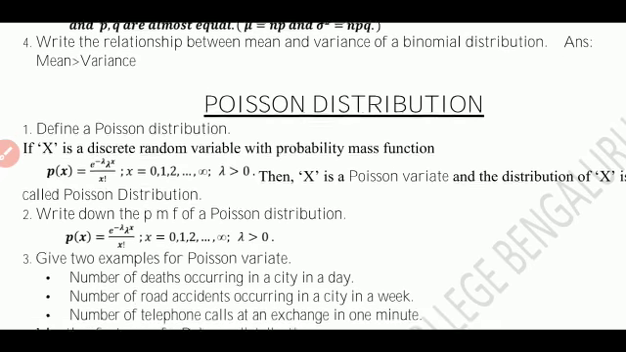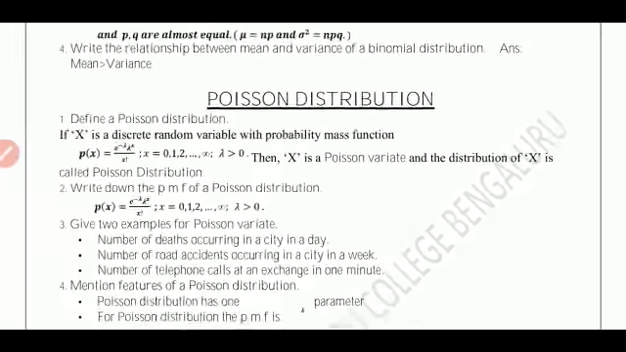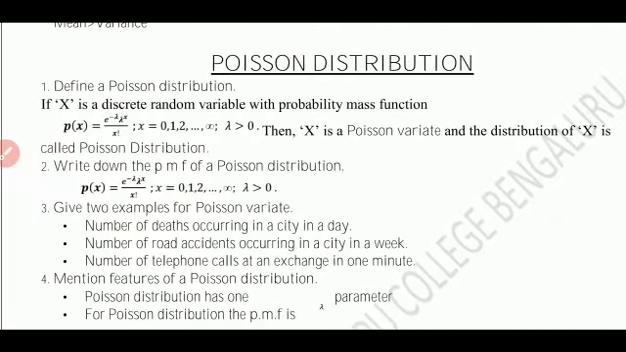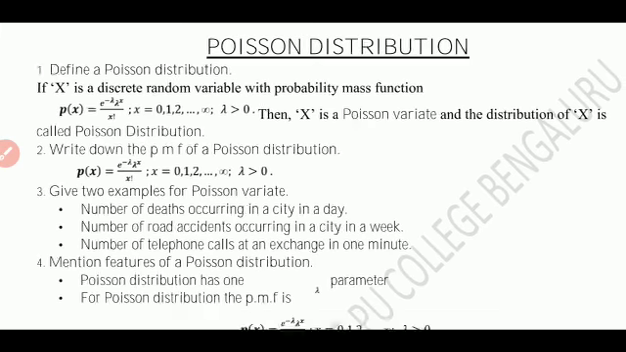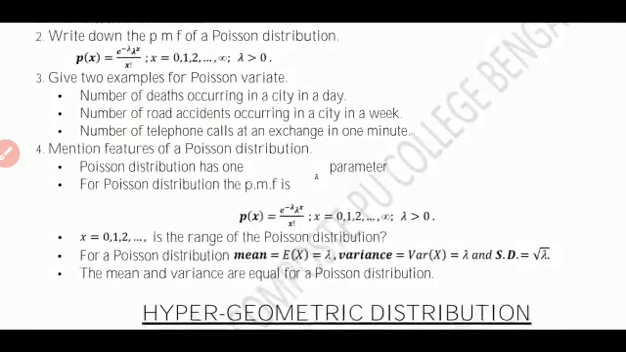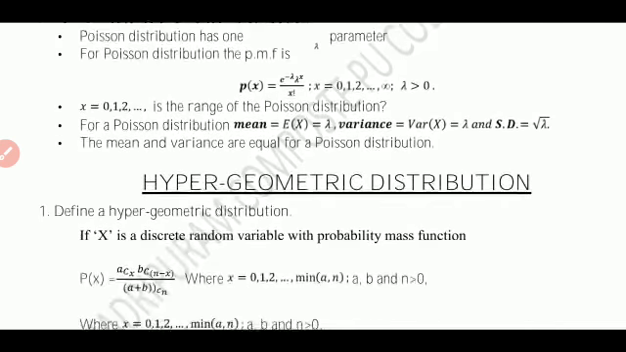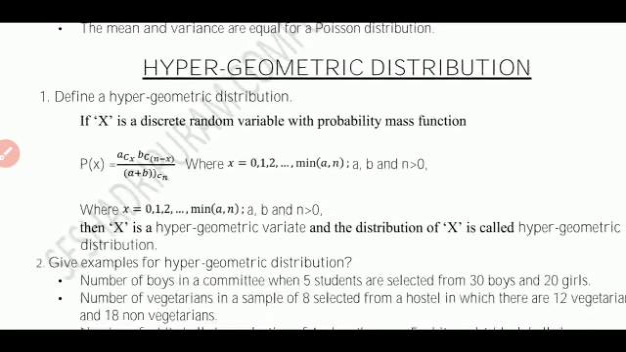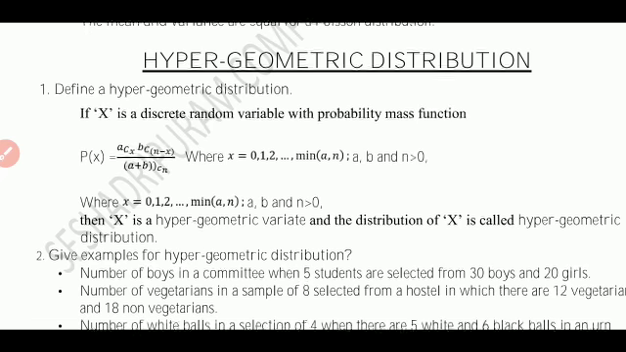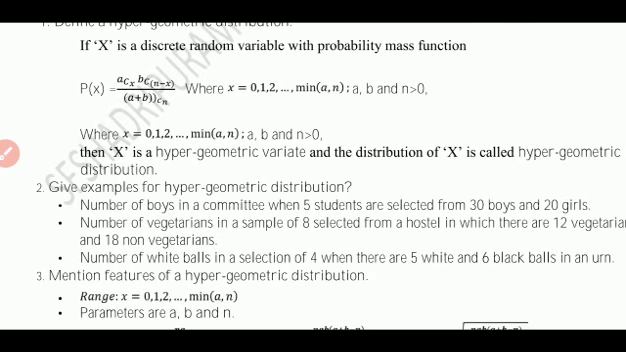Then comes Poisson distribution. Define Poisson distribution. The definition is there. Then write down the probability mass function. Then examples of Poisson variate. Then the features of Poisson distribution. Then you have the hypergeometric distribution. Same thing, same process. Definition, properties, examples. This is how it will be, simple it is.